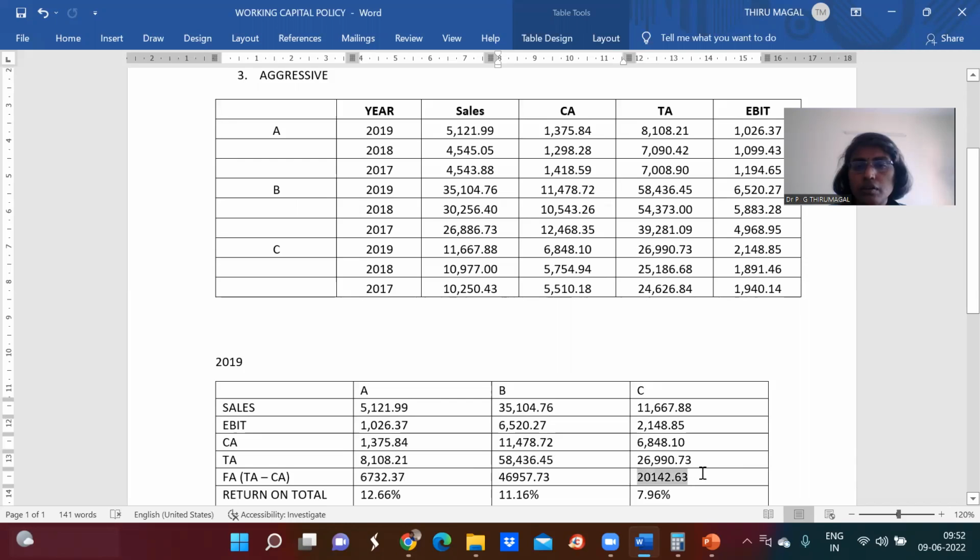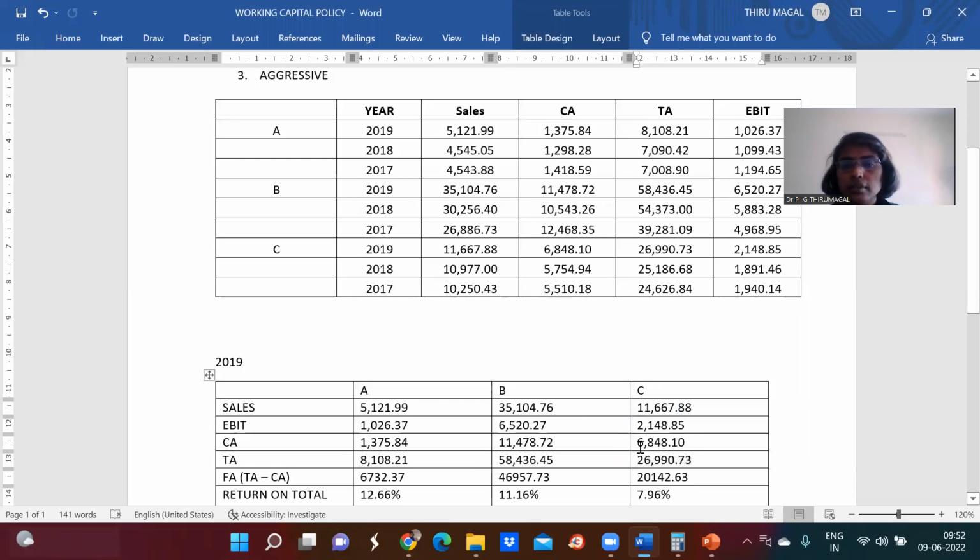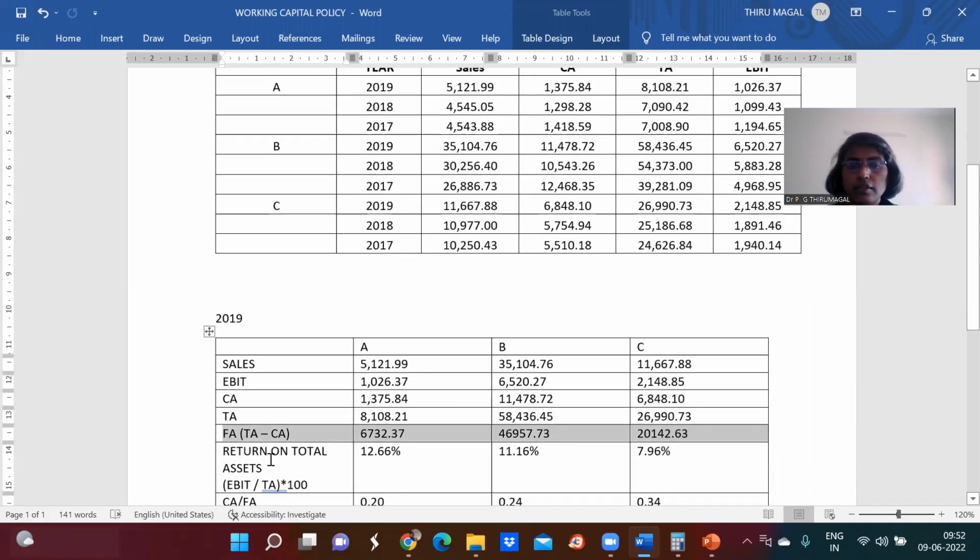Similarly, you have to do it for company C also. 26,990.73 minus 6848.10. You will be getting this one. So now fixed assets we have got. The next one is return on total assets we need to calculate.